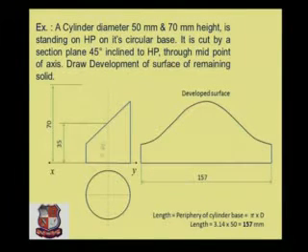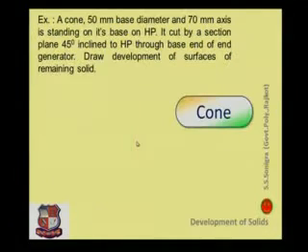This is a solid cylinder which is cut over here, top view, and this is the developed surface of the given solid. 157 mm is the width and the height is equal to whatever is over here. This is about the cylinder. Now a very important topic, that is development of cone. How to draw development of cone.